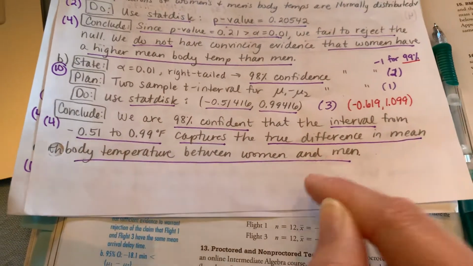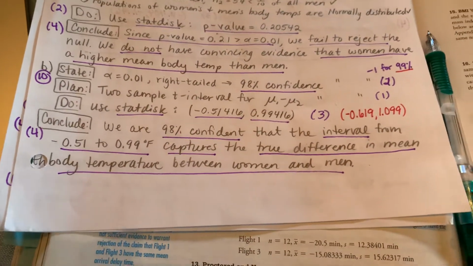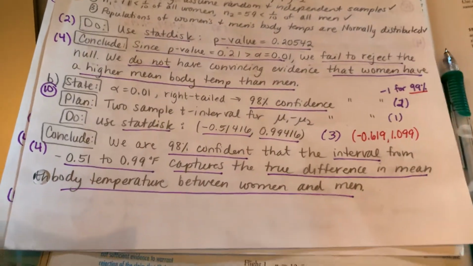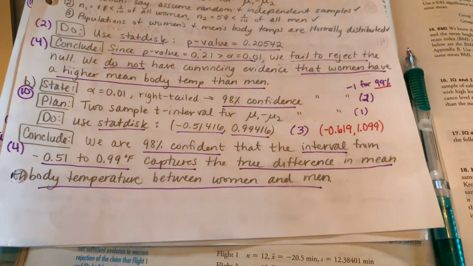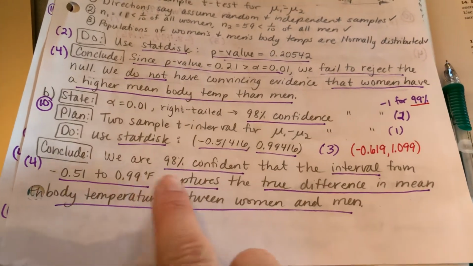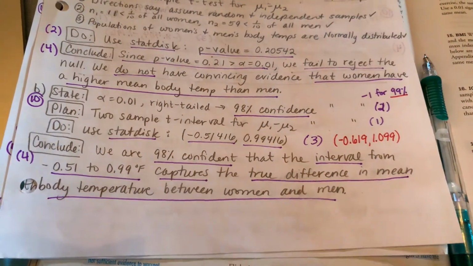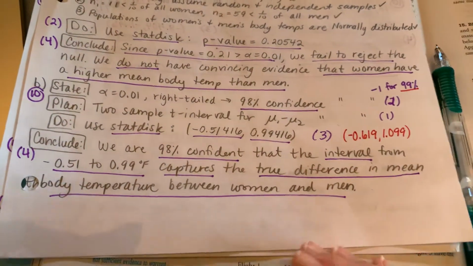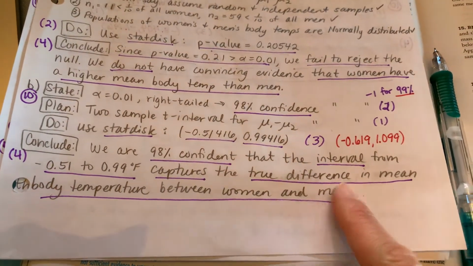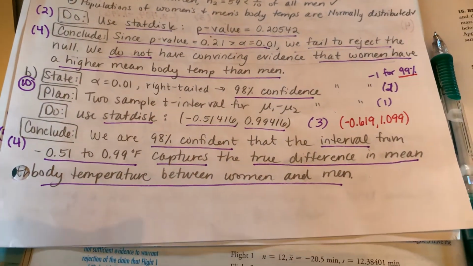You always have to interpret the confidence interval. Anytime you make a confidence interval in this class, you should interpret it in context with that confidence interval interpretation sentence. We are blank % confident that the interval from blank to blank captures the true, and then whatever your parameter is in context. And in this case, our parameter is difference in mean. The context is body temperatures between women and men.